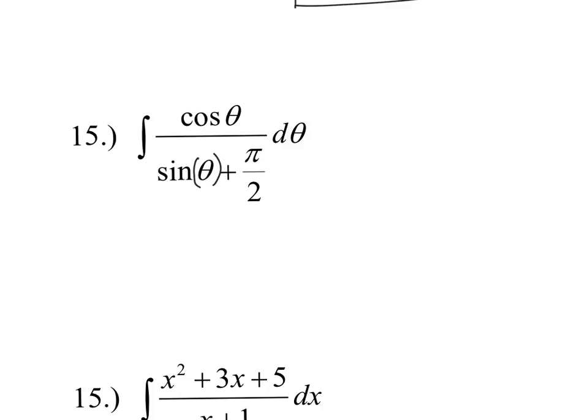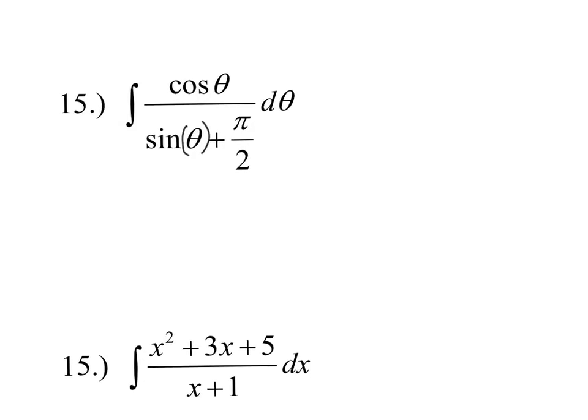So what that means is this problem is in that u prime over u situation, because the derivative of sine u is cosine u, and the derivative of this constant, pi divided by 2, would be 0. So since the numerator is the derivative of the denominator, we can use our natural log rule, and our answer is just going to be the natural log of the absolute value of the denominator, which is sine theta plus pi halves, and then don't forget your plus c.